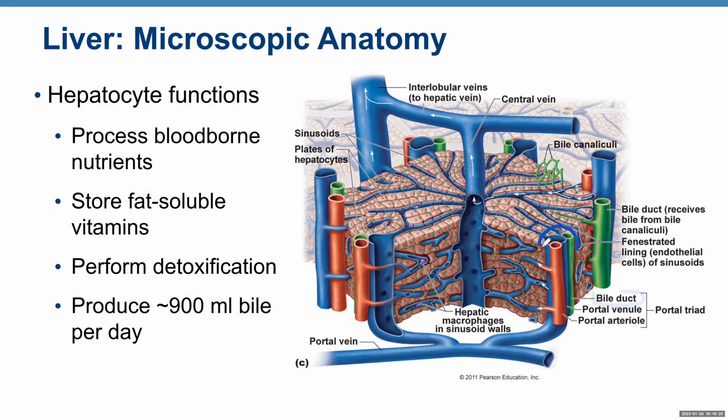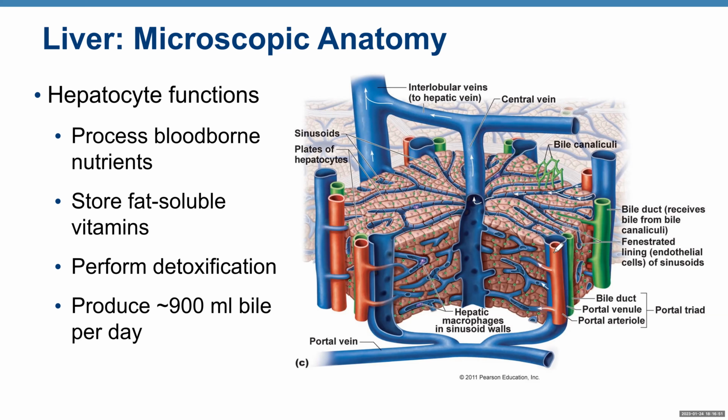So on each corner, and we have 6 of them, we have a venule, arteriole, and bile duct. Now you deliver blood through the venule. Through the venule, you have blood coming from the GI tract, and you have blood coming through the arteriole, that's branches from the aorta, so it's oxygen-rich blood.